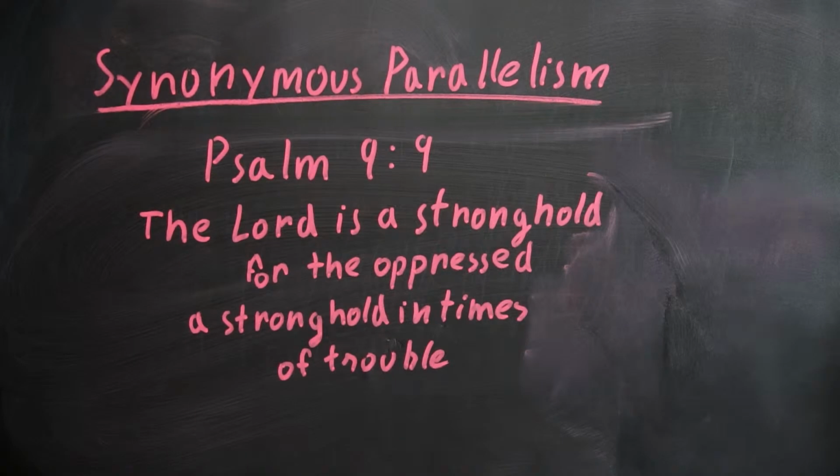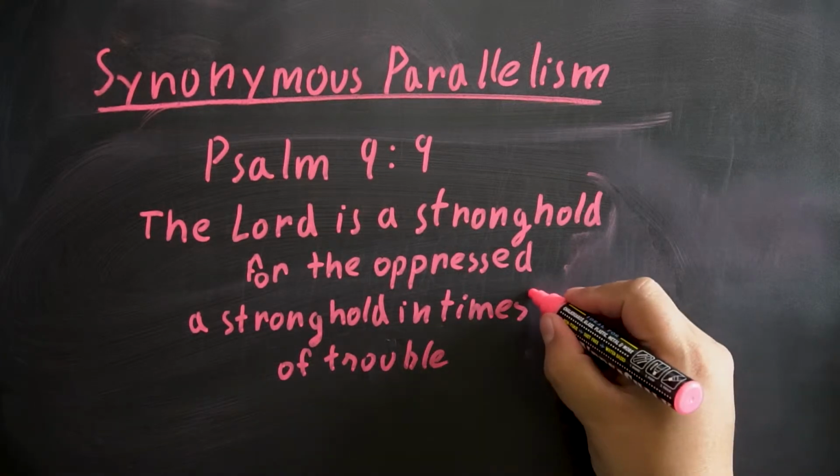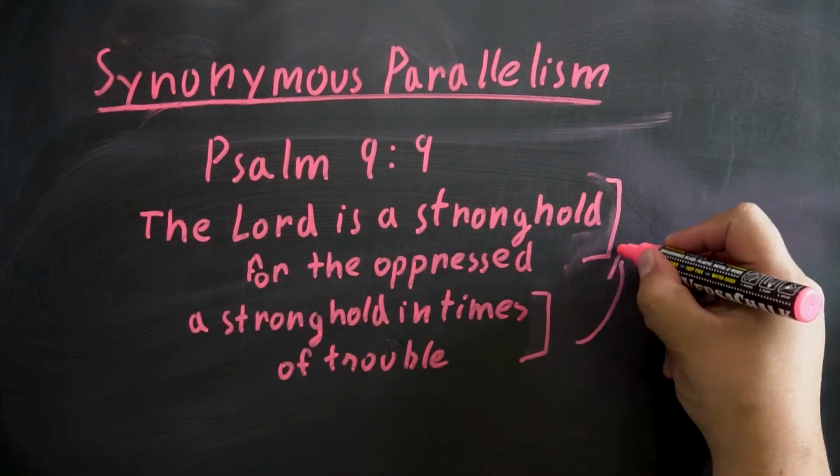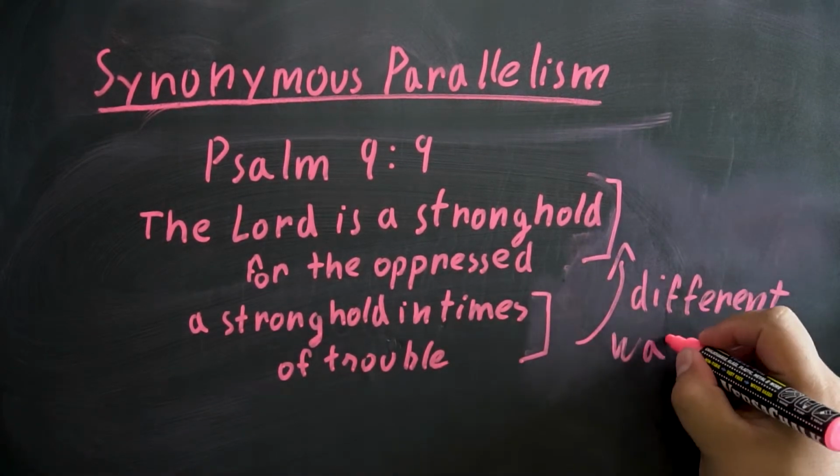An example of synonymous parallelism is Psalm 9:9. The Lord is a stronghold for the oppressed, a stronghold in times of trouble. The second line is expressing the same thing as the first line, just in a different way.